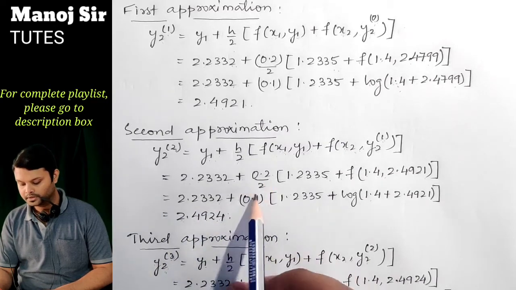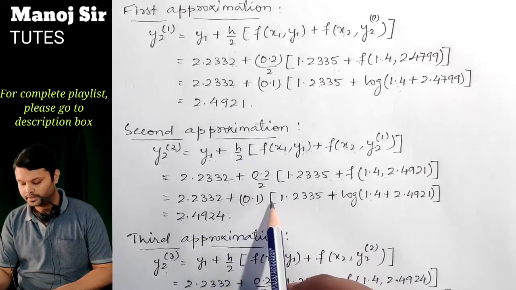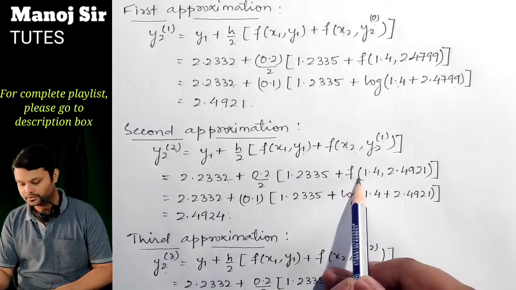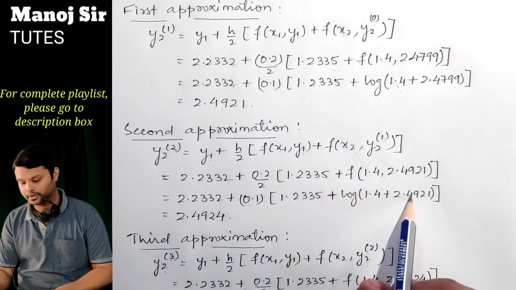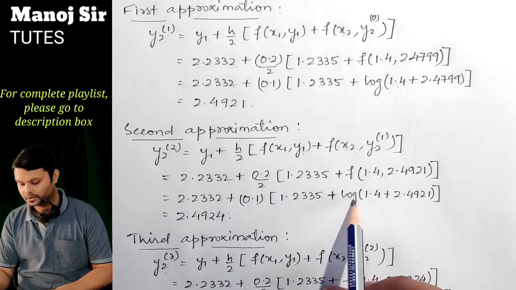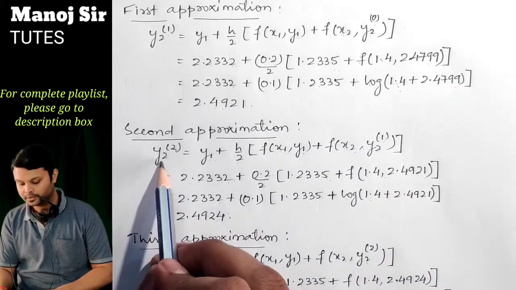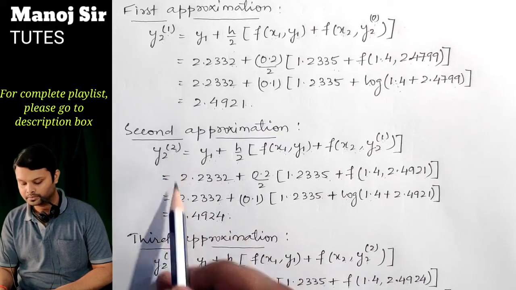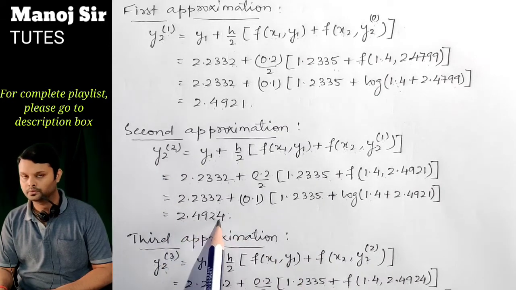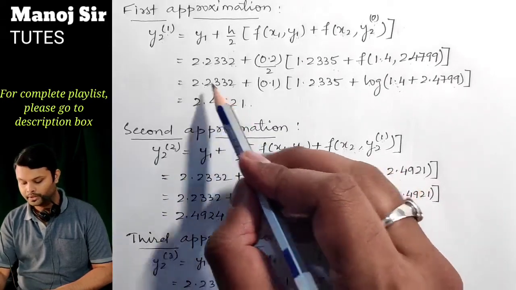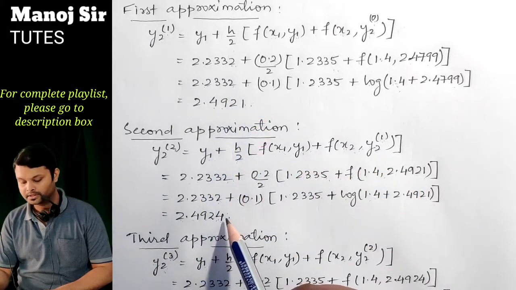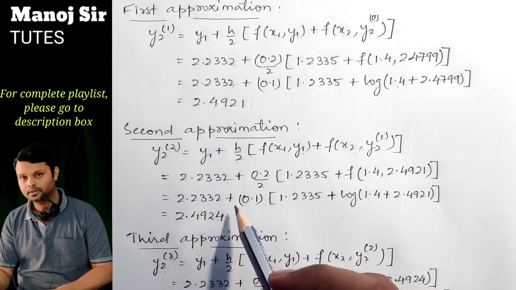2.2332 plus this will be 0.1 into this as it is. What is the function? That is log of x plus y. So plus log of 1.4 plus 2.4921. On solving this, you will get y2 2, that is y2 at the second approximation, that is 2.4924. Now y2 at the first approximation and y2 at the second approximation, the values are not equal.